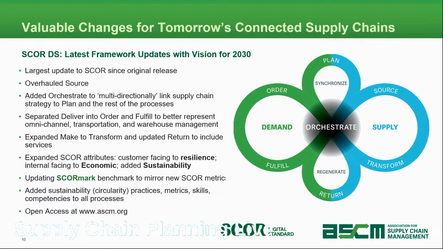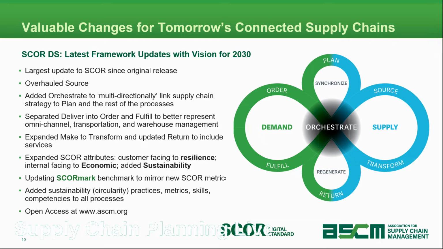Additionally, I want to highlight that we expanded the SCOR attributes to an area that's very much a focus of the industry today, and that is sustainability. So we added not only sustainability metrics that an organization can use to see how they are achieving against carbon emission goals, water usage, all of the important environmental considerations that are at the forefront of the industry today, but we also added a list of best practices that companies can use to improve their organization's sustainability processes and performance. In addition to those new sustainability metrics and practices, we have also updated the SCORmark benchmark to mirror those new SCOR metrics and give companies the ability to analyze how their company is performing against the industry from a sustainability perspective.